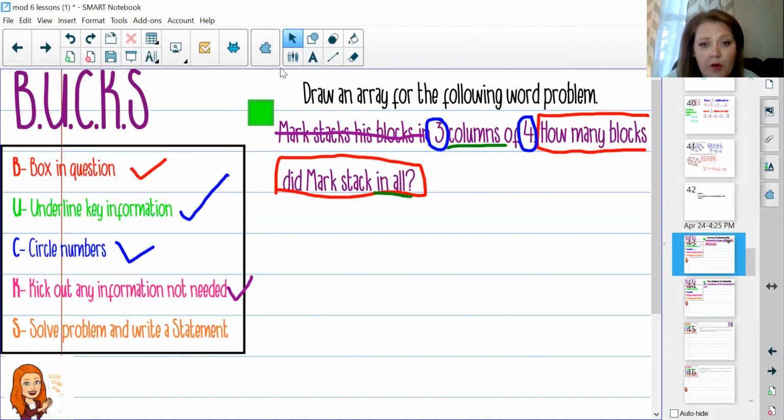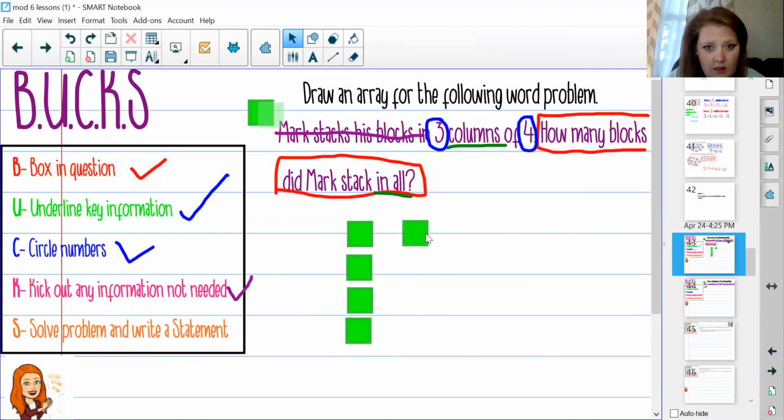I'm going to use this little cube right here to help me. We're making an array and I have to do 3 columns of 4. So what direction do columns go in? Side to side or up and down? Up and down. So 3 columns of 4. How many are going to be in each column? 4. So I've got 1, 2, 3, 4.